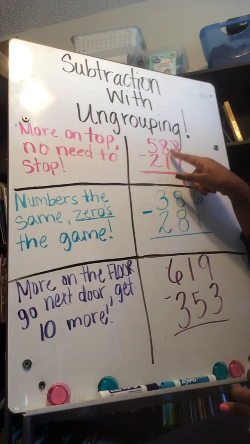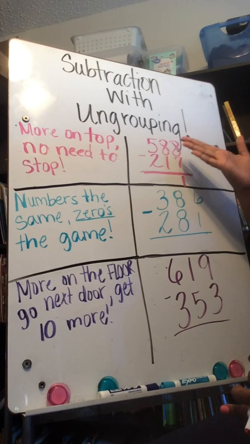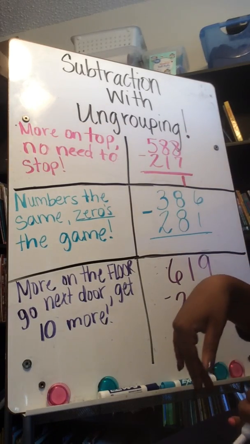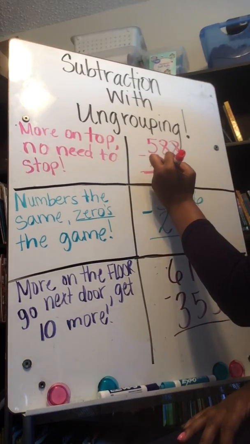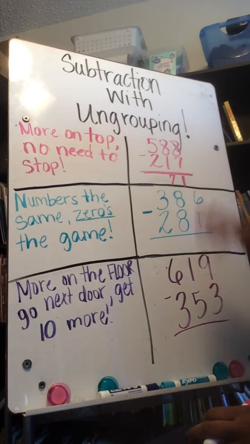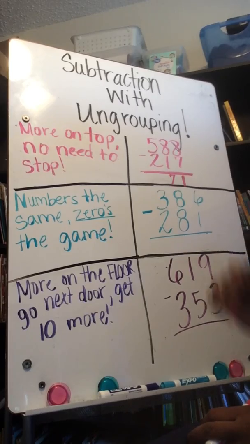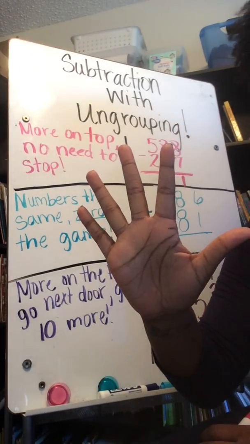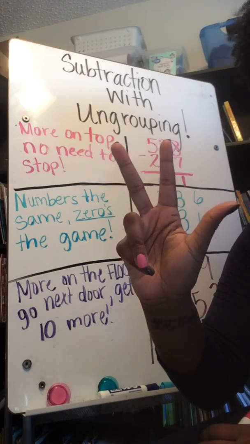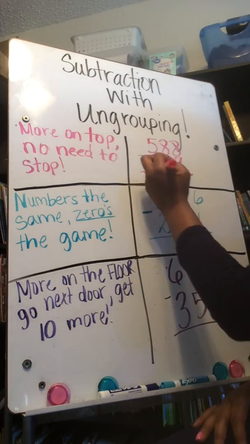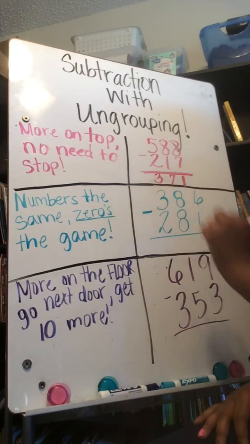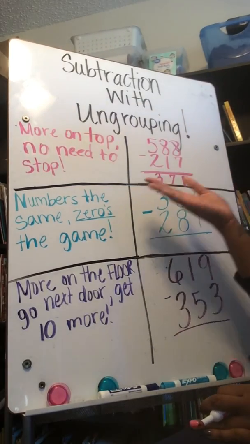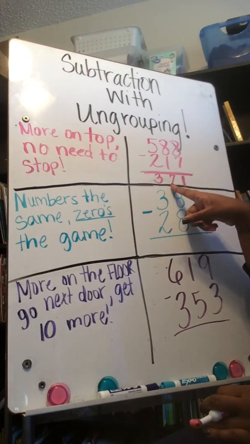Then I have 8 take away 1. More on top, no need to stop. 8 take away 1, if you count down, the next number is 7. That is also in the same fact family. These two are in the same fact family. Then we have 5, and we're going to take away 2. 1, 2. And we have 3 left. So the difference, the answer to your subtraction problem, is called a difference. The difference is 371.